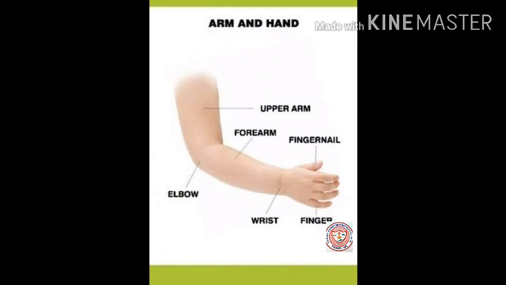Now see the different parts of our hand. This is a picture of a hand and you can see some labels with arrows. Elbow, wrist, finger, and we even have nails on our fingers, and upper arm and forearm.